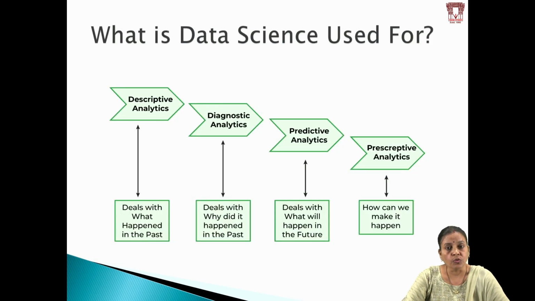Now let us move to the next topic. What is data science used for? Here we can see it is used for four different types of analytics. What are the different types of analytics that we use in data science? The first one is descriptive analytics.